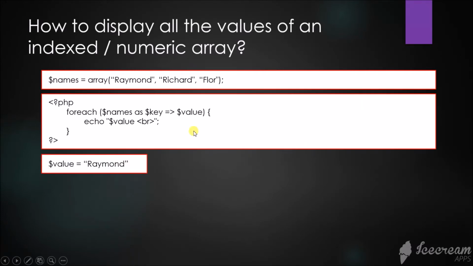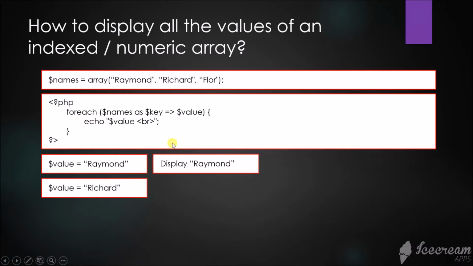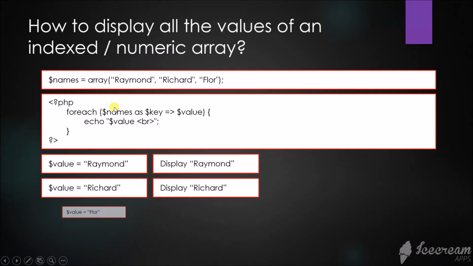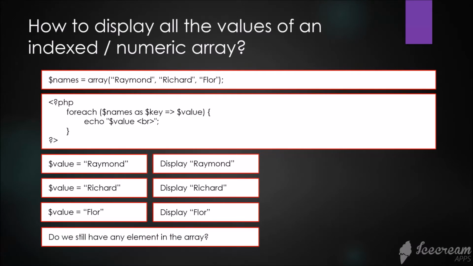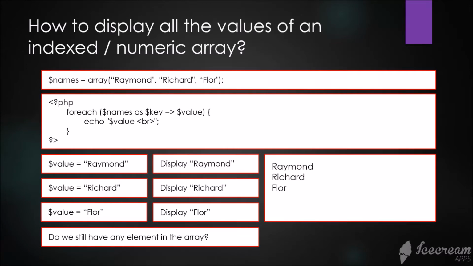Okay, the first thing that happens is the first item will be assigned to the value variable, then displayed, which is this part. Then in the next iteration, it will assign the second value to the value variable and display it. Then in the next iteration, it will assign the third value, which is Floor, to the value variable and then display it. Okay? Then the question is, do we still have any element in the array? Since there are none left, our final output will be Raymond, Richard, and Floor. Okay, so that's how we display a numeric or indexed array using foreach.